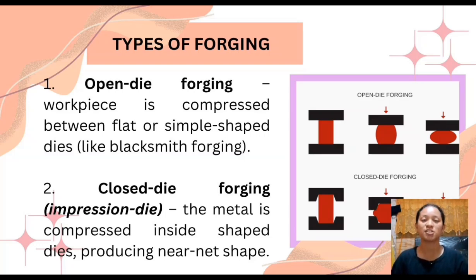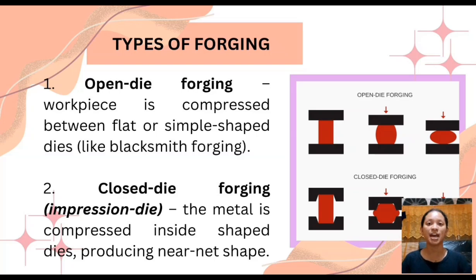In this process, the workpiece is placed between flat or simple shaped dies. The metal is repeatedly hammered or pressed until it reaches the desired shape. It does not produce very precise shapes, so machining is often needed afterward. For example, a blacksmith forging, like shaping a hammer head or shaft. The metal is heated before it is struck with the hammer.